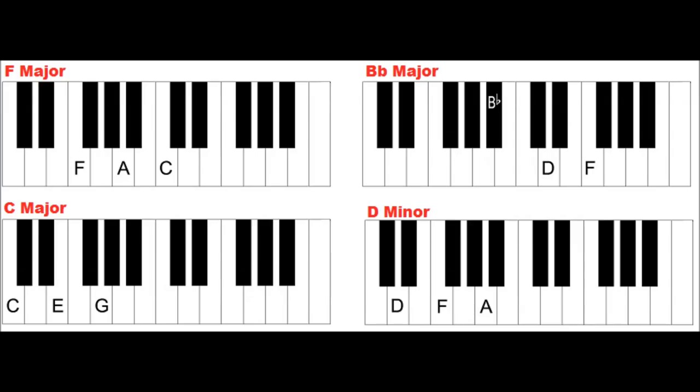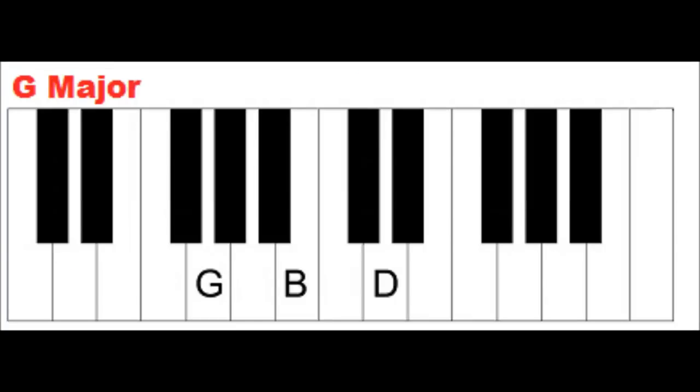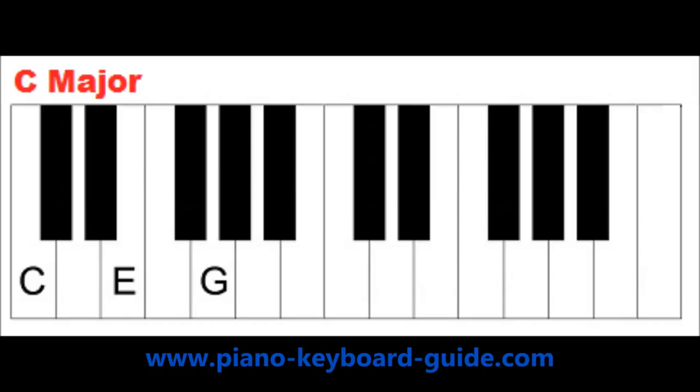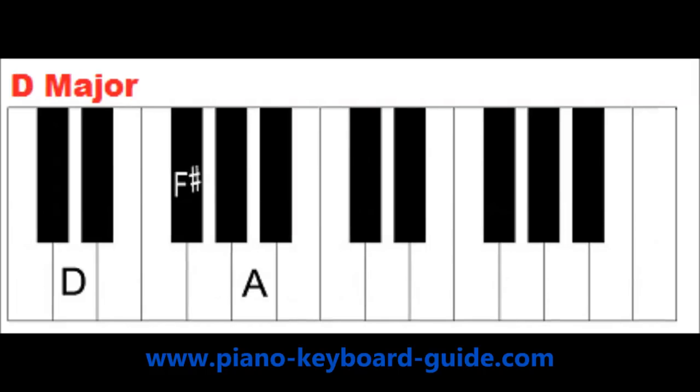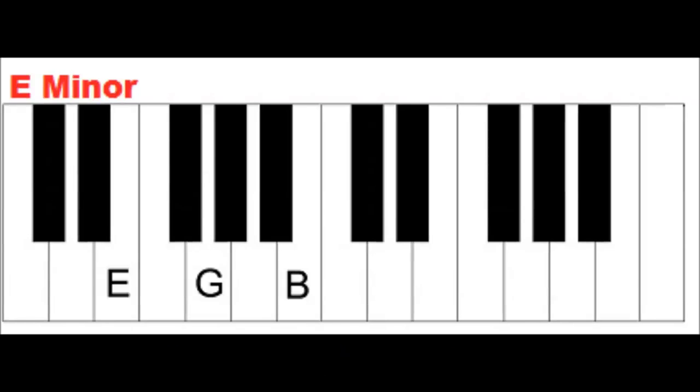Now that you know how to play in the key of F, you should now learn the key of G. The 4 basic chords in the key of G are G, C, D, and E minor. The notes of the G chord, as we've seen, are G, B, D. The notes of the C chord, as we've seen again, are C, E, G. The notes of the D chord are D, F sharp, A. And the notes of E minor are E, G, B.